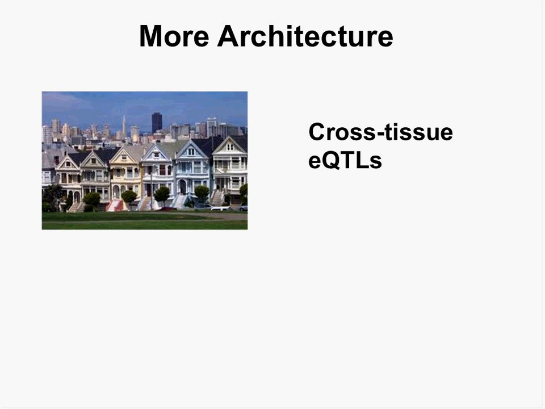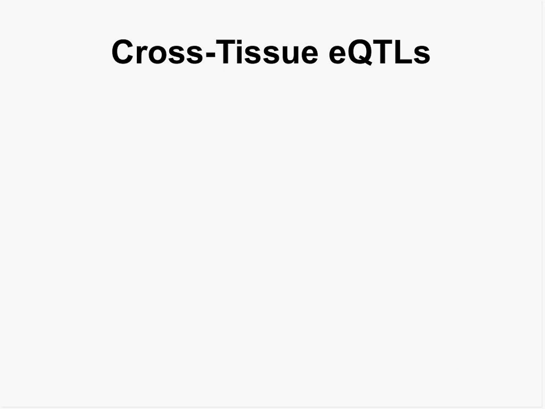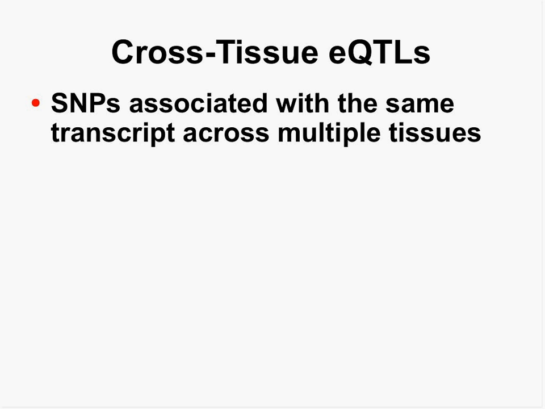variation, so genetic variation that really cuts across tissues to regulate transcript levels for genes that are expressed in many different tissues versus single or limited tissue QTLs. And there's some really interesting biology that I think we can investigate in the NHGRI catalog by thinking about this aspect of genetic architecture. So we can define cross-tissue eQTLs in a number of ways. So certainly SNPs associated with the same transcript across multiple tissues.